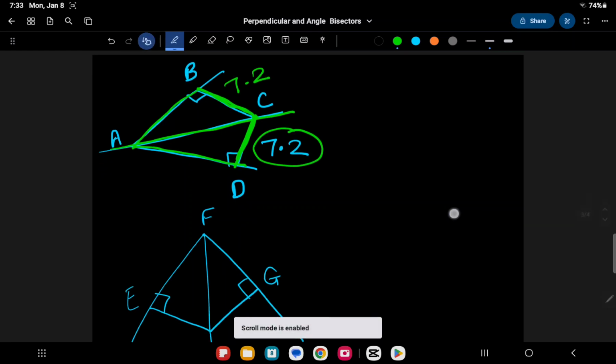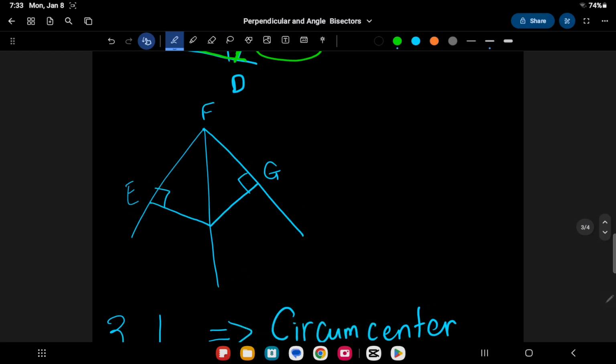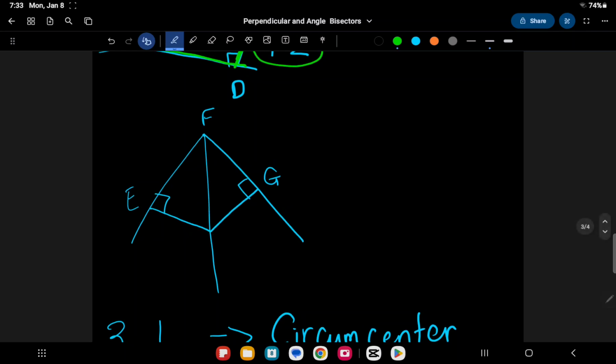Okay, let's look at another example. We have an angle bisector which is FK. Let's label this K. So FK is the angle bisector. Okay, let's say we have KG being 2x and EK being 4x minus 3. What will be the value of KG?